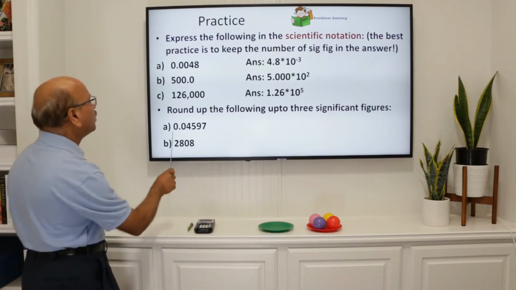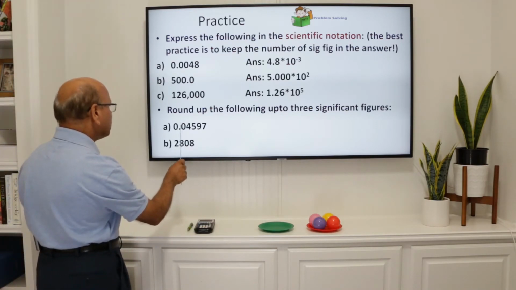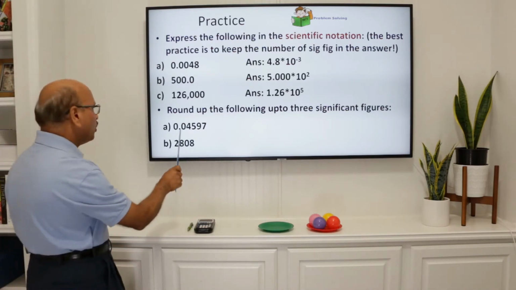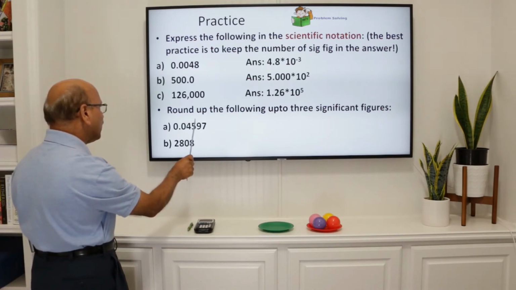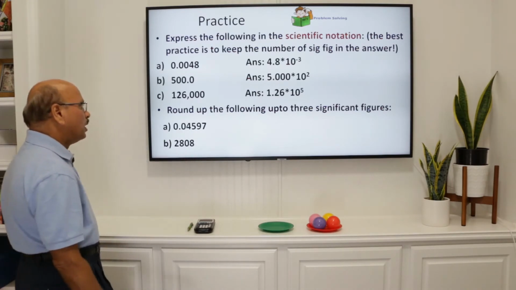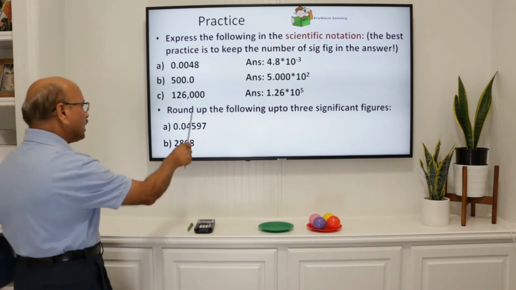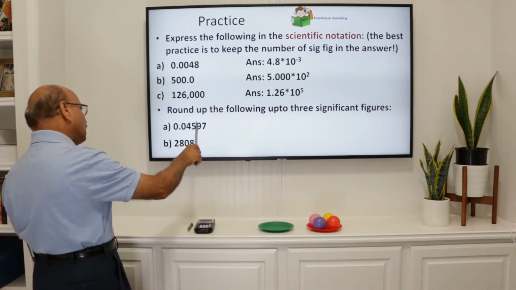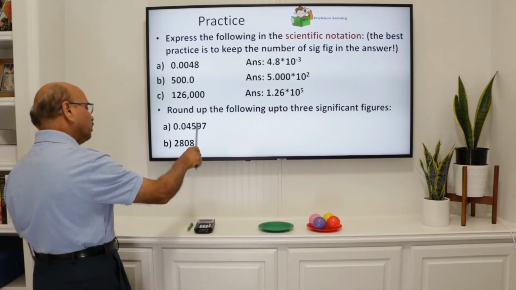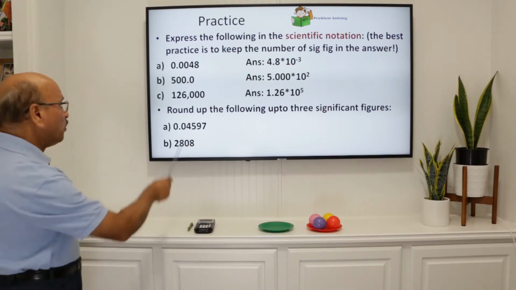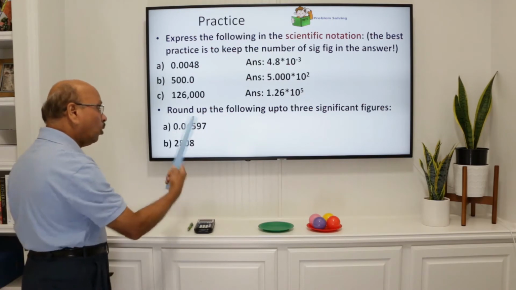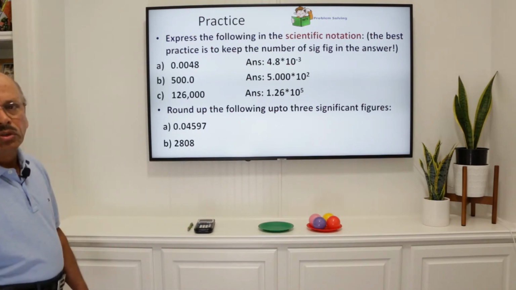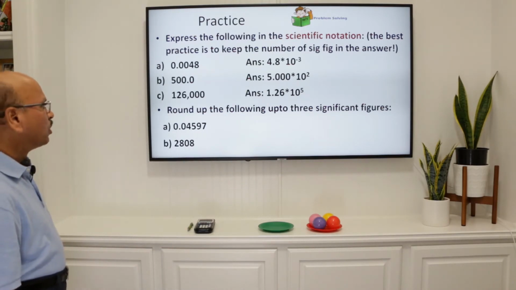So just go from here. You remember the preceding zero is never significant. So you count from 4, 5 and 9. That is the 3rd significant figure. When you cut away the 7, you add 1 to the last 9, so it becomes 460. So you can put the answer as 0.0460, or we can do that in scientific notation.